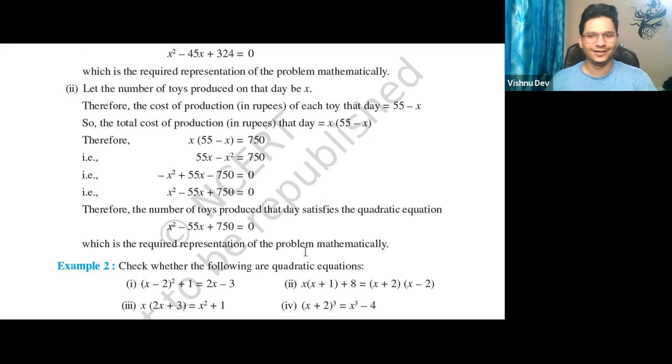ठीक है, चलो अब देखो यहाँ पे. Everyone, this one, second one. Check the following. Which of the following are quadratic equations? Everyone, tell me.